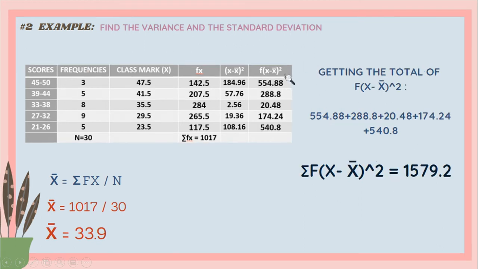So after finding the answers for that column, you need to get its sum. So 554.88 plus 288.8 plus 20.48 plus 174.24 plus 540.8 is equal to 1579.2. So that will be our summation of f times x minus mean squared.